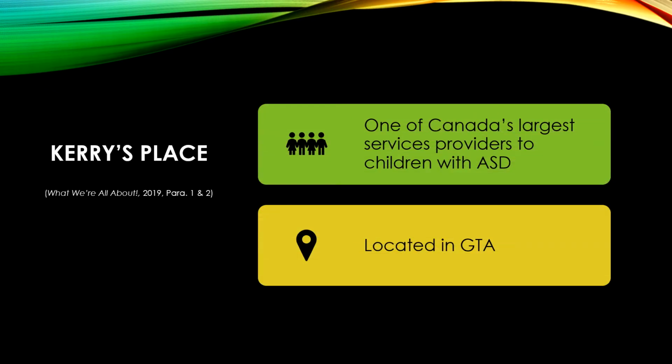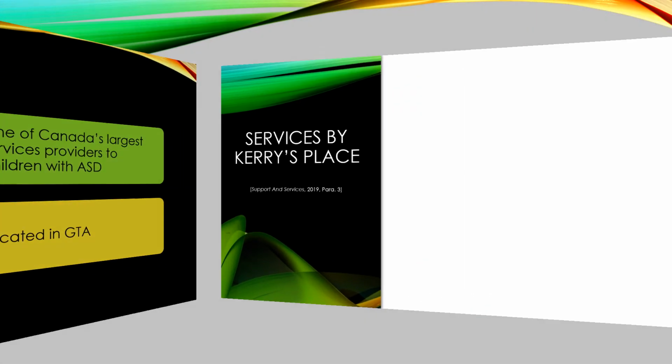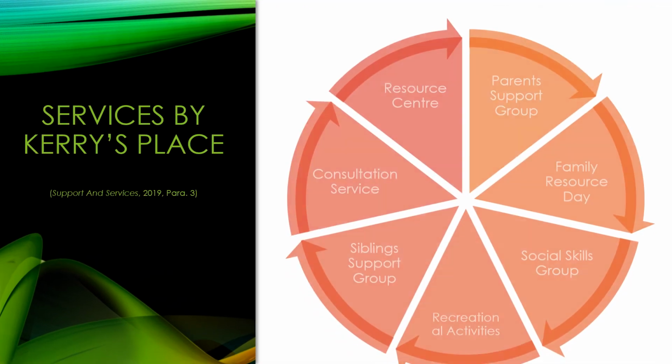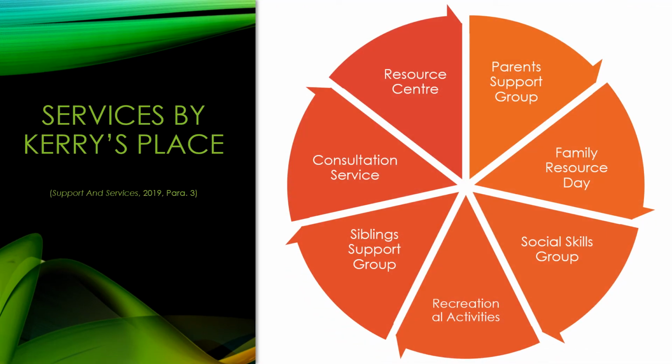Carey's Place. Carey's Place is one of Canada's largest community centres for helping people with autism. It is located in the GTA. Services by Carey's Place. Carey's Place provides many services to not only the children with autism but to their parents as well. Carey's Place has a resource center where parents can come and get information about autism and how it affects their children.